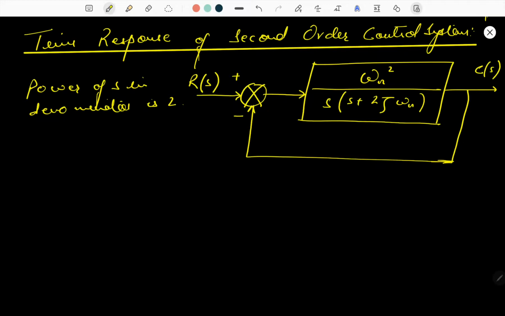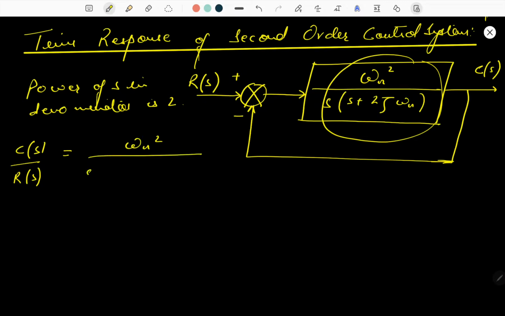And the general expression for the transfer function of the second order control system, the block diagram is shown over here. You can see that the transfer function of this should become equal to what? C(s) is the output upon the input R(s). This will become equal to omega n square upon s square plus 2 zeta omega n s plus omega n square.